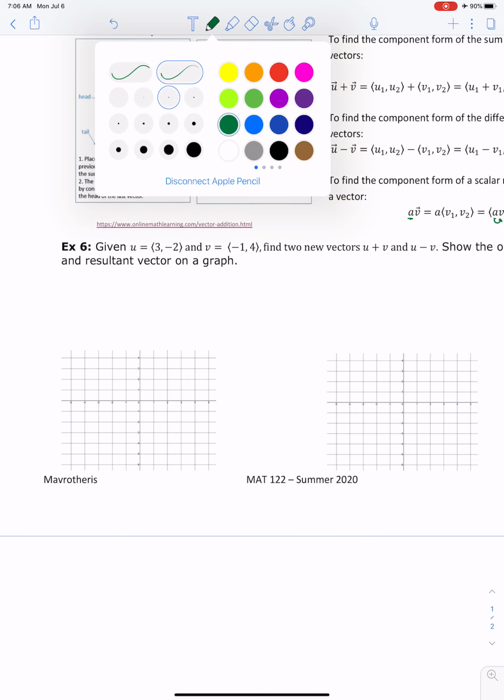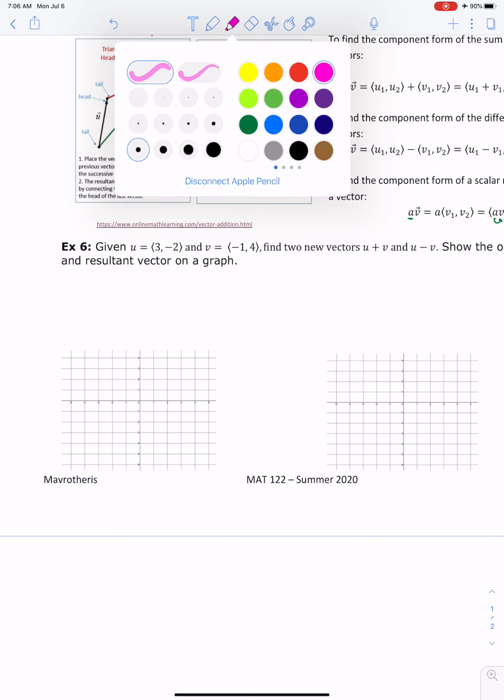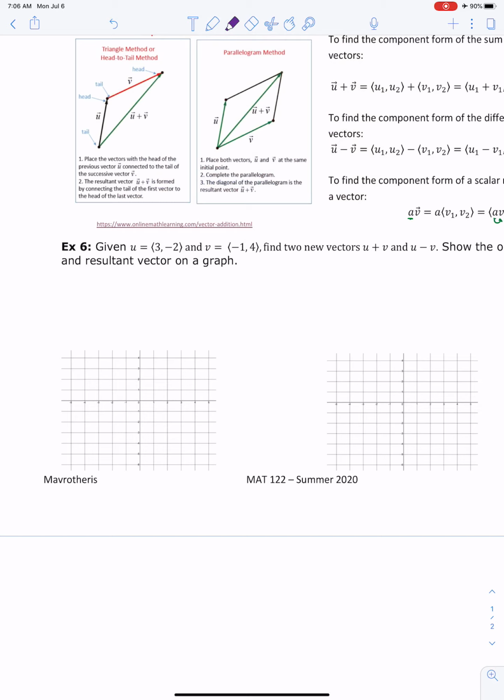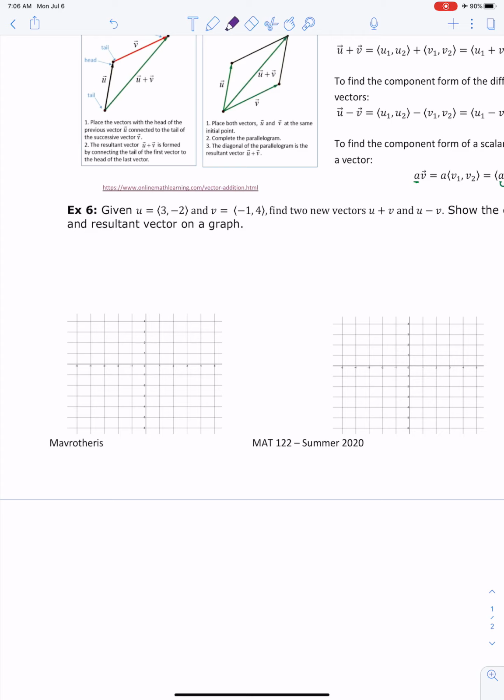Here's what we're going to do. We are going to go ahead and do this both ways. We are going to add these component-wise, and we are going to add these graphically to show how those tie together. So here is my vector u. 3, negative 2, so over 3, down 2. Here's u.